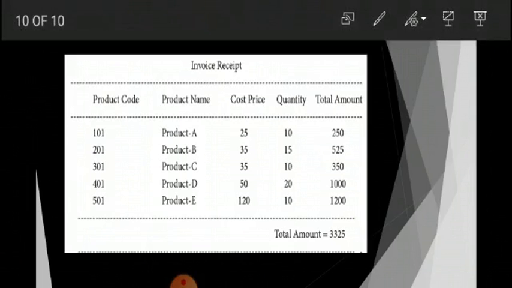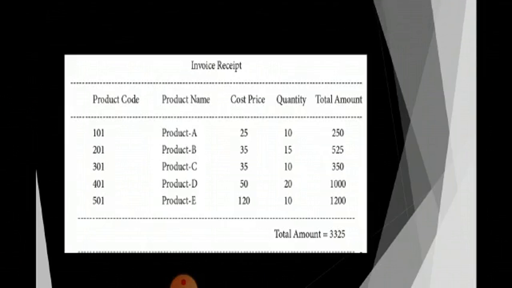And then product C, 35 into 10, 350. Product D, 50 into 20, we get the total 1000. And the last product, product E, 120 into 10, 1200. We add all these total amounts and we get the final amount of the products purchased. The final amount of products purchased is 3325. We can get a receipt like this.